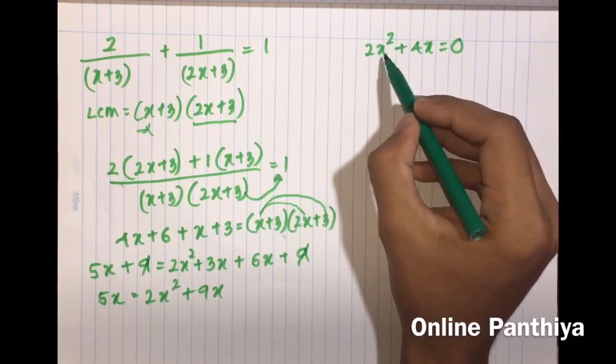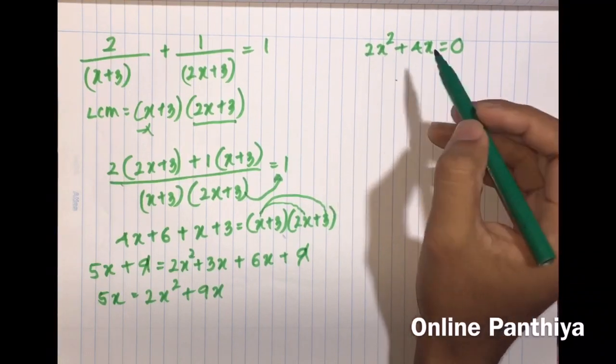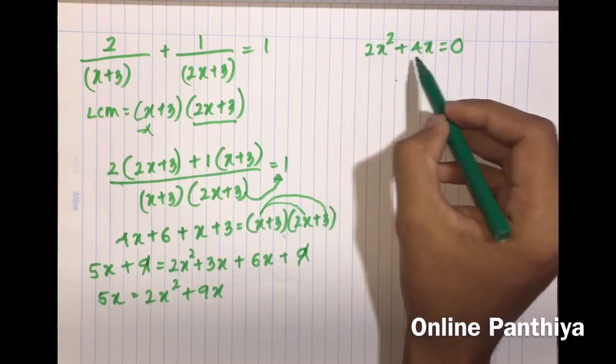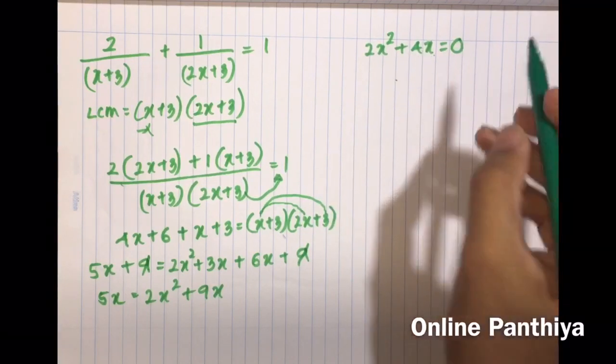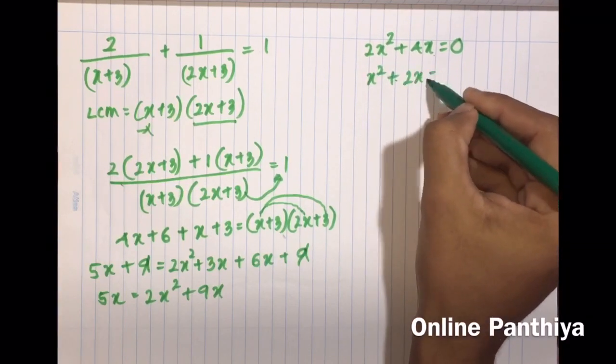If it is not 1, you have to divide by the number and somehow make it 1. Okay, now look here, if I divide both by 2, here I will be getting 1, and this is also divisible. It is easy. Observe, x squared plus 2x is equal to 0.